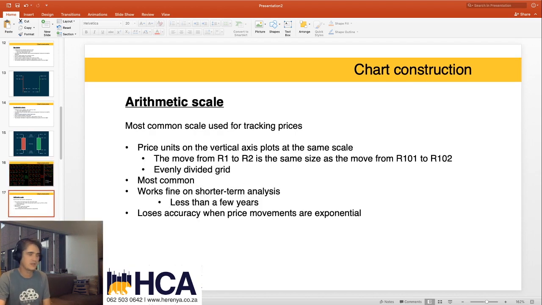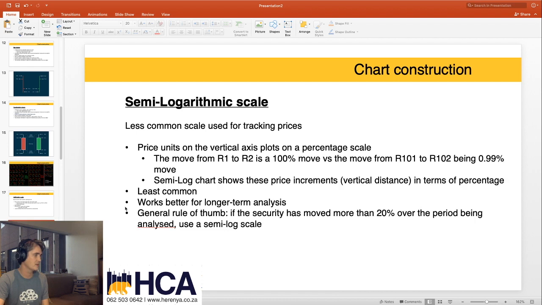We then also looked at the different types of scale: an arithmetic scale versus a semi-logarithmic scale. Arithmetic basically is where every price increment on the axis is exactly equal. So from 1 to 2 is an equal distance as from 2 to 3. Whereas a semi-logarithmic scale adjusts for percentage. So the move from 1 to 2 is a 100% move, whereas the move from 2 to 3 is a 50% move, and therefore it will draw the line slightly differently.